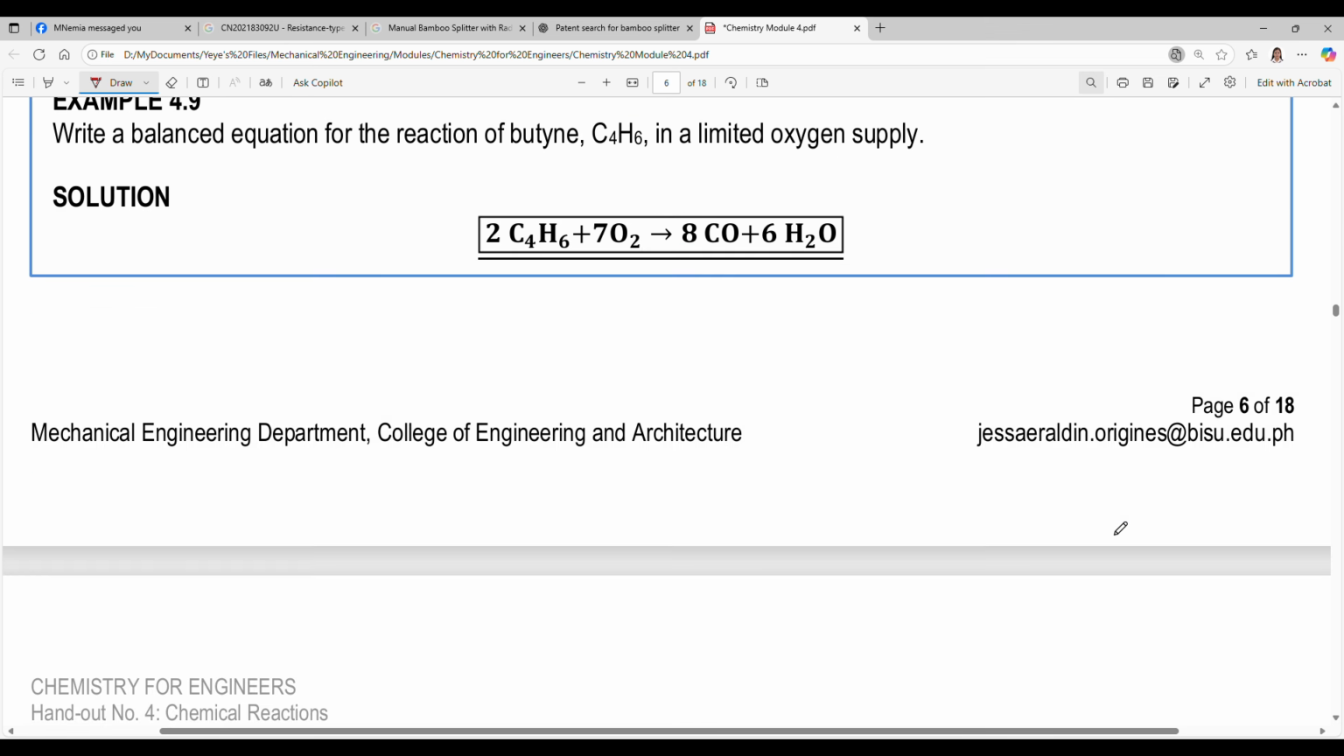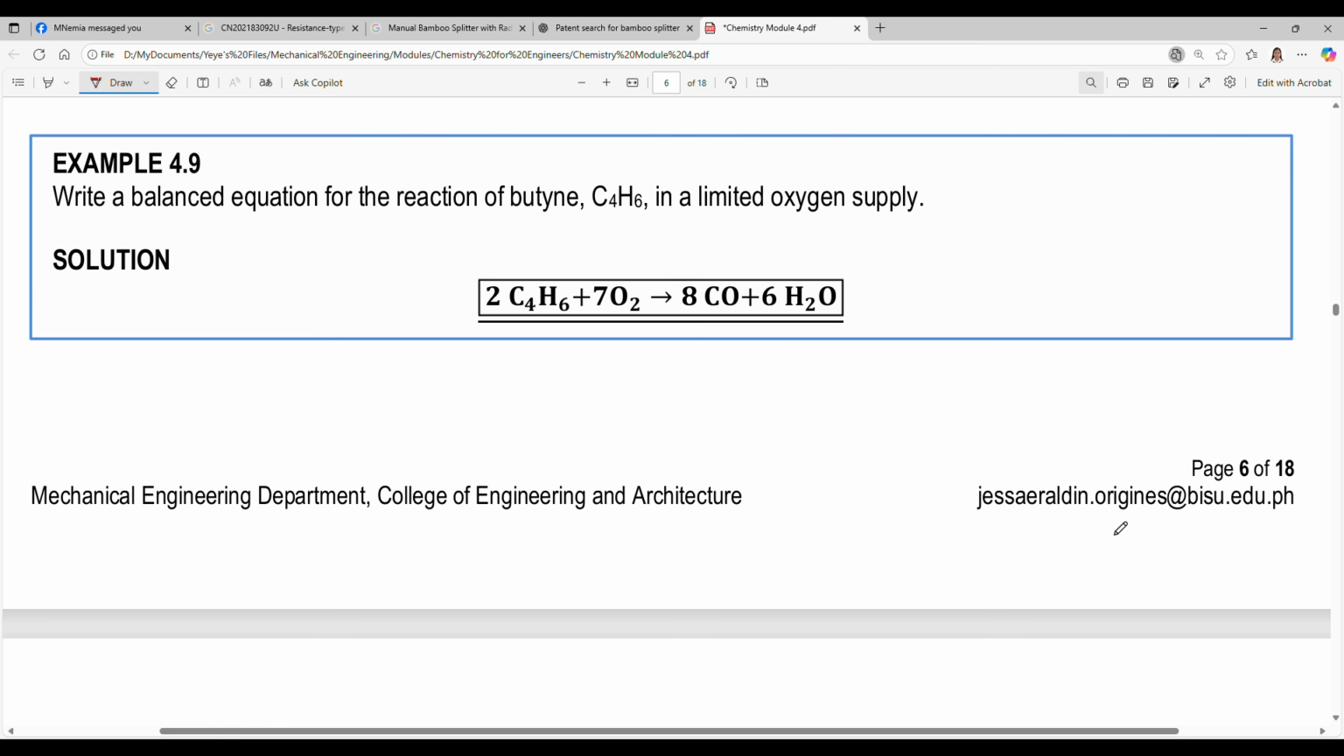Another example: write a balanced equation for the reaction of butane, C4H6, in a limited oxygen supply. Since it is a limited oxygen supply, the product of combustion is carbon monoxide. So, C4H6 plus oxygen, since it will burn, will yield, in limited supply, carbon monoxide plus water.